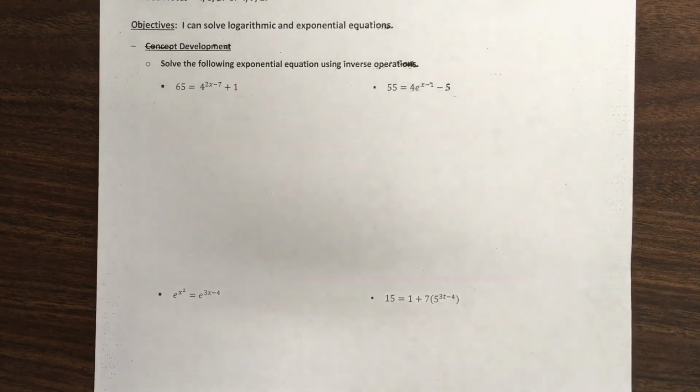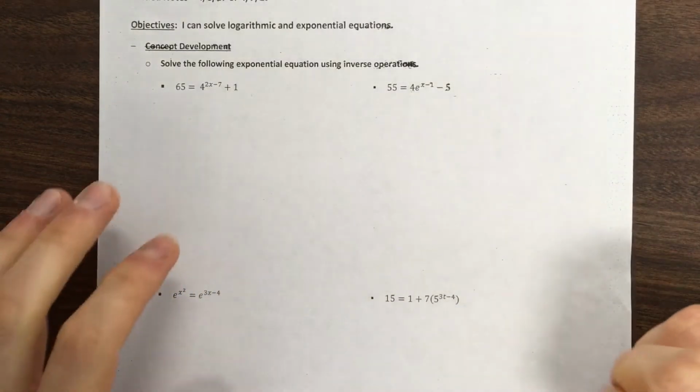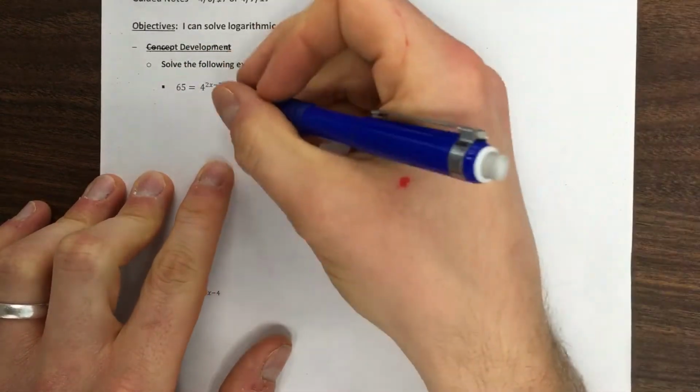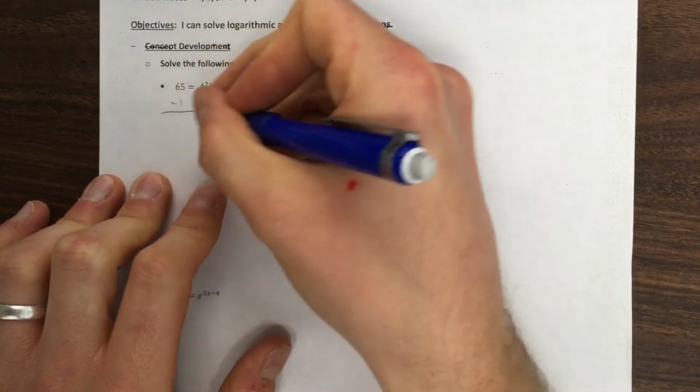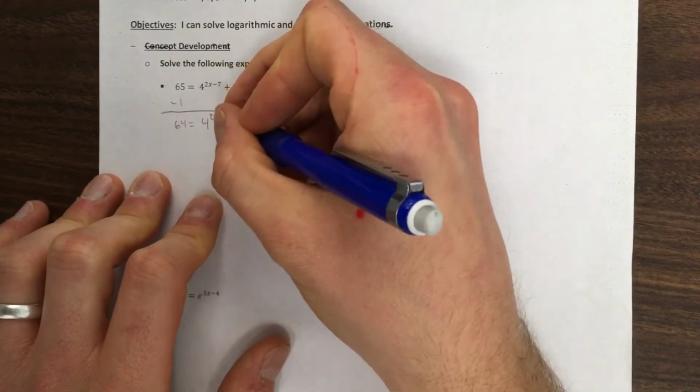Now, let's go ahead and maybe get to a certain place with these two equations, and then we can jump down to here. Let's say we want to solve this equation. Maybe subtract 1, we're trying to get x alone. That's what we mean by solve. So we have 64 equals 4 to the 2x minus 7.